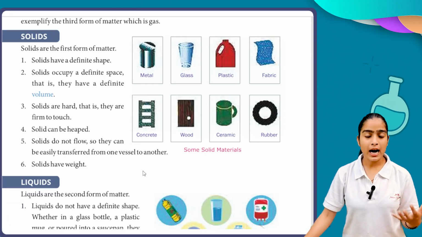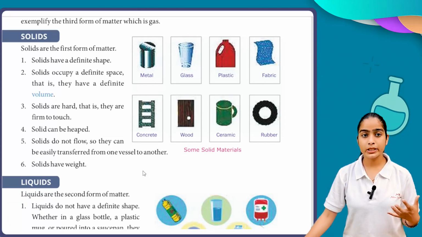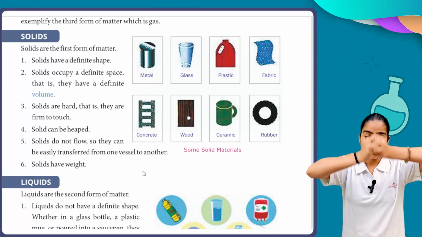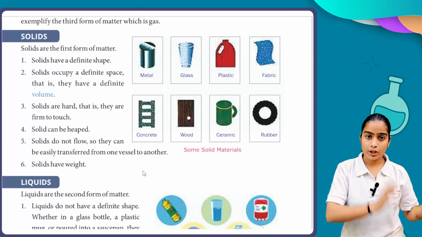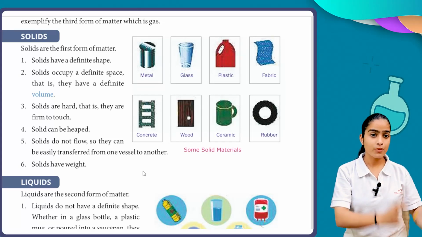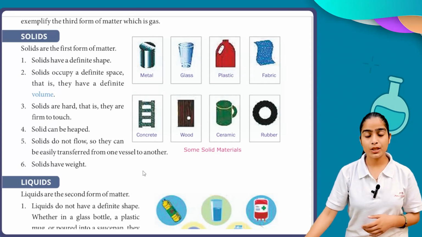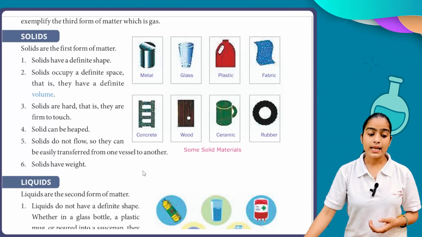When you are in higher classes, you will also understand about the particles of solids. Generally, the particles of solids are connected to each other very strongly. That is why solids have a volume, a weight, and a particular shape, just because there is no space between the particles of the solid. Next we have liquids.